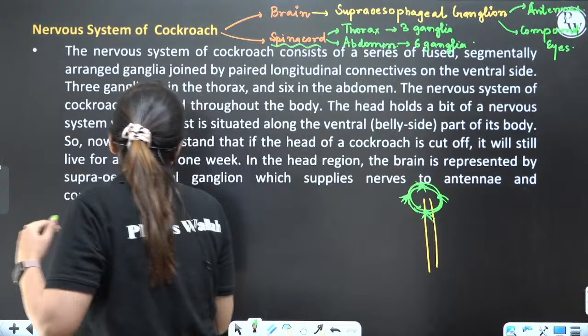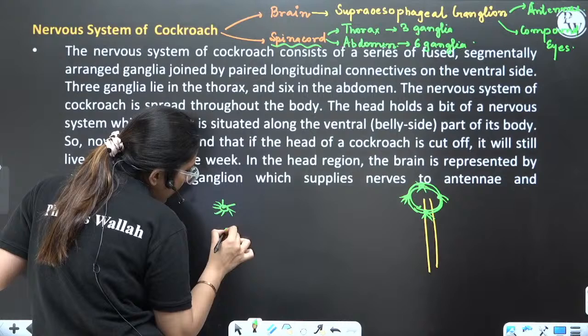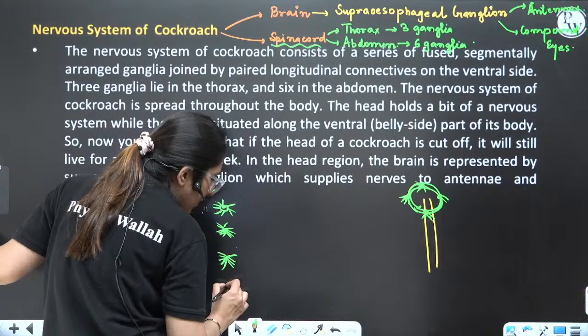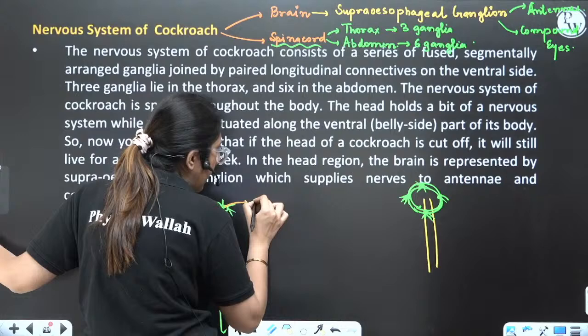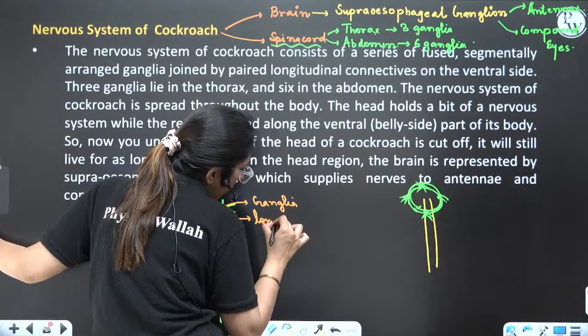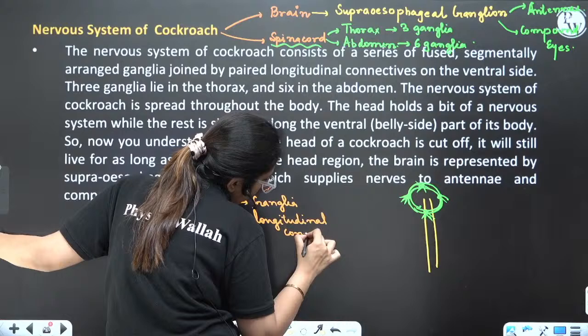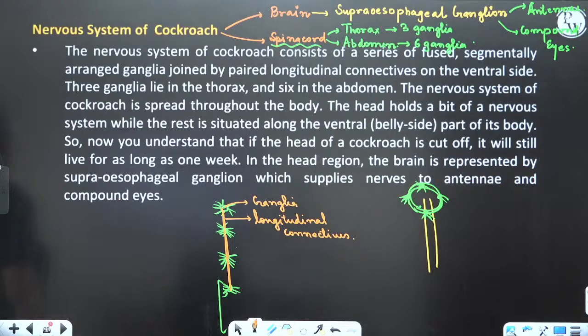This is one ganglion, this is another. A ganglion is a bunch; in Hindi we call it guchha. So three are present like this, and like this, 6 others are present. Now they are attached to each other by longitudinal connectives. These are the ganglia, and these are the longitudinal connectives. They're connected to each other. Is this point clear? Yes, ma'am. Got it, Arohi. Clear? Okay. So it is like this.